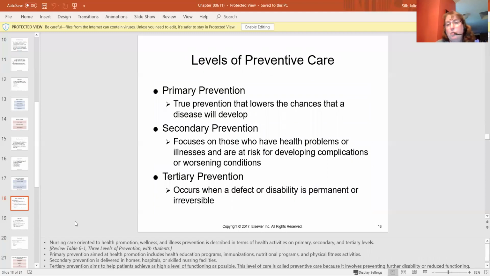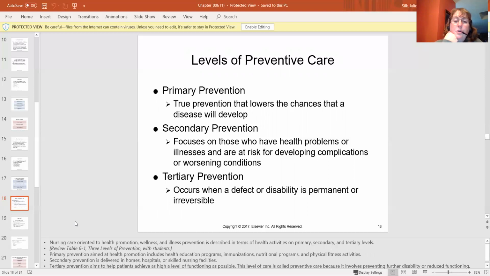So this is kind of an important slide, so I would pay attention to this. So levels of preventative care. So there's primary, secondary, and tertiary. So primary prevention is true prevention that lowers the chances that a disease will develop. So this would be things like health education programs, immunizations, nutrition programs, and physical fitness activities.